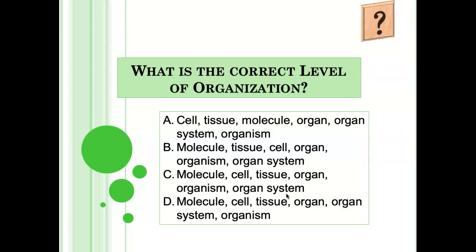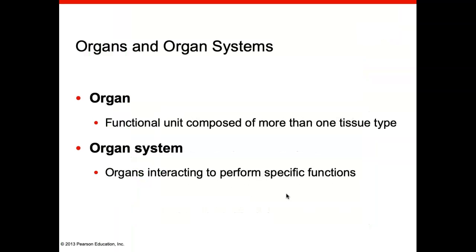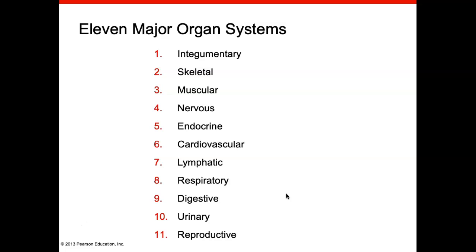Can you answer what is the correct level of organization? I hope you are able to answer D. Organs are composed of more than one tissue type. Organ systems combine a variety of organs to form a function. And these are the 11 major organ systems.